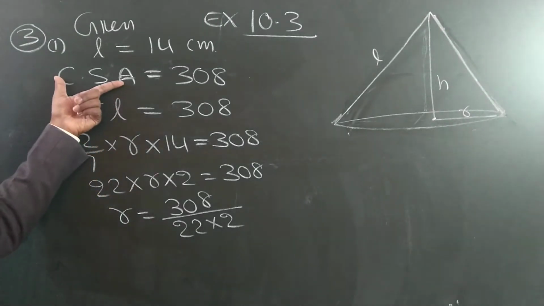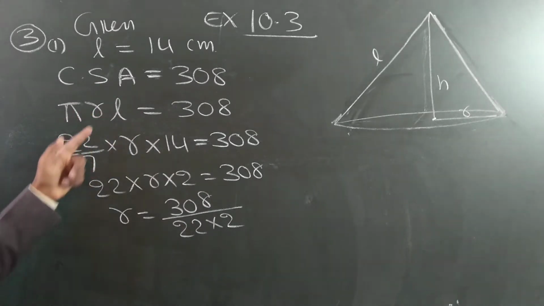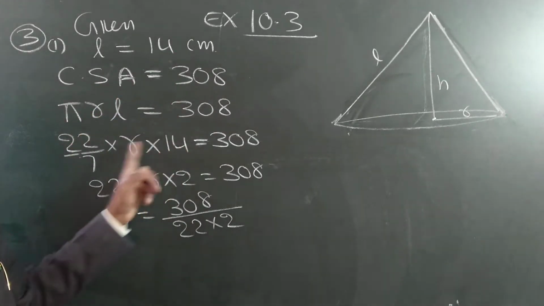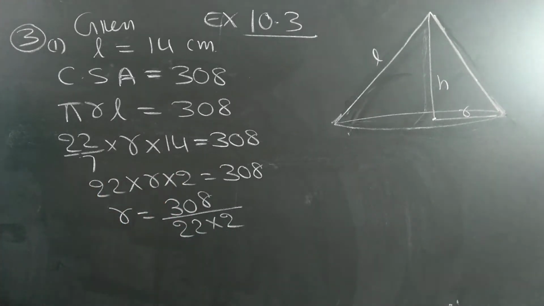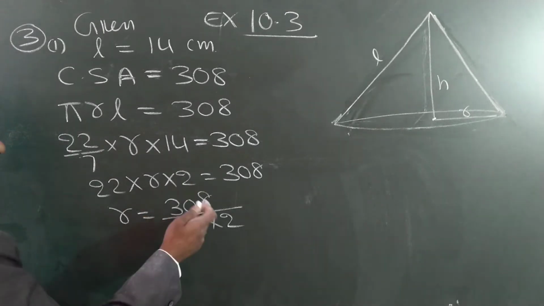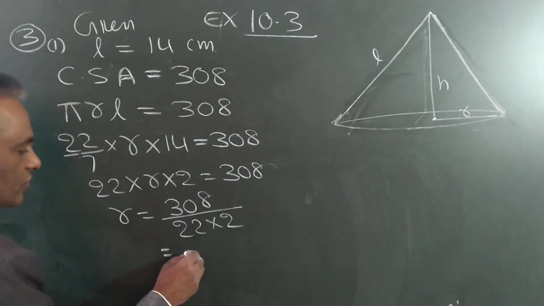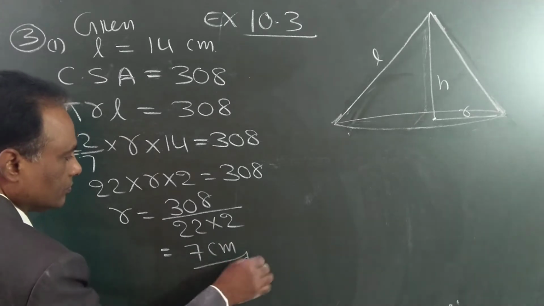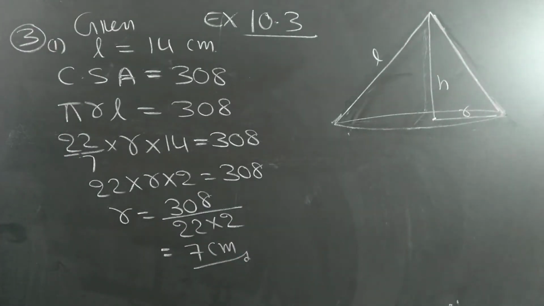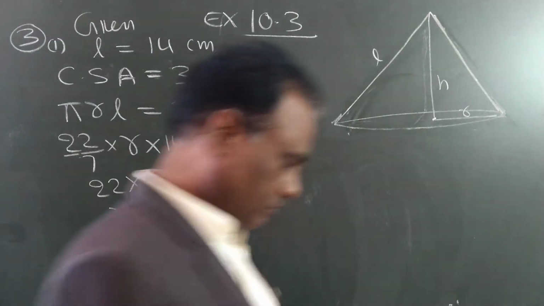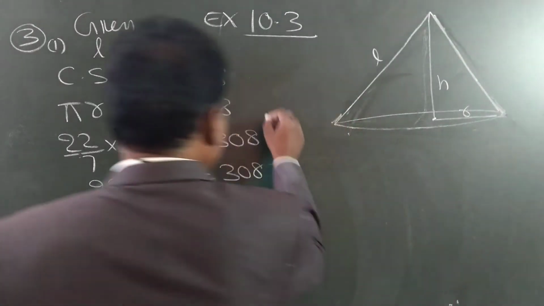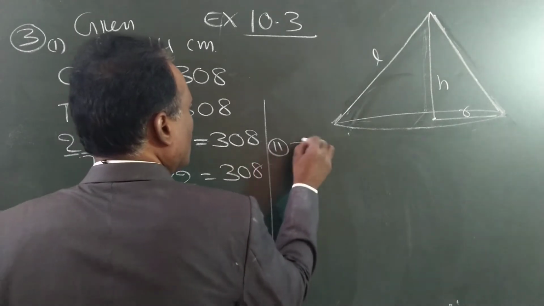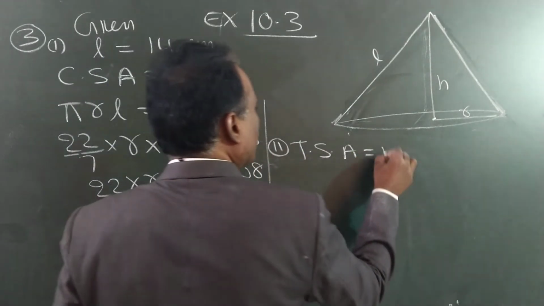How? Curved surface area formula pi RL. Pi is 22 by 7. R is R only. L is 14. So 7 2s are 14. 2 will be in the denominator. 22 will be in the denominator. Do it, friends. Cancel with the 11 table. 11 2s are 22, 11 8s are 88, so finally R is 7. Do it. And we have a second question also in this: the total surface area formula.